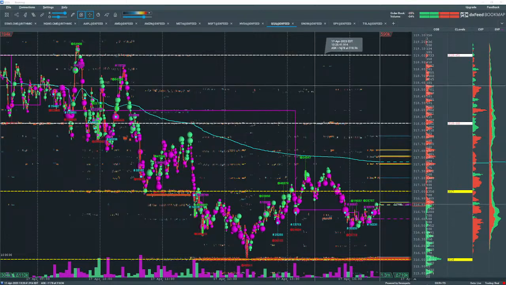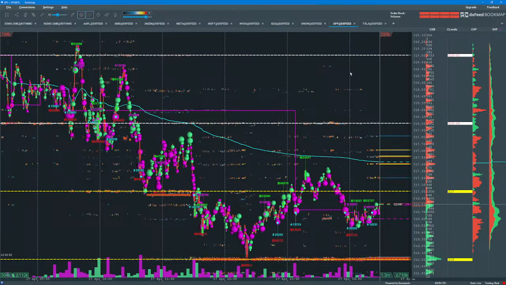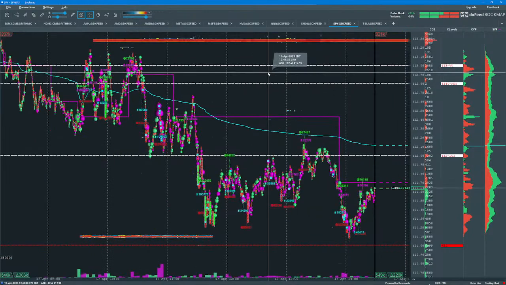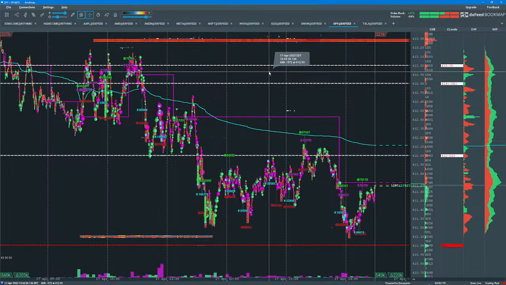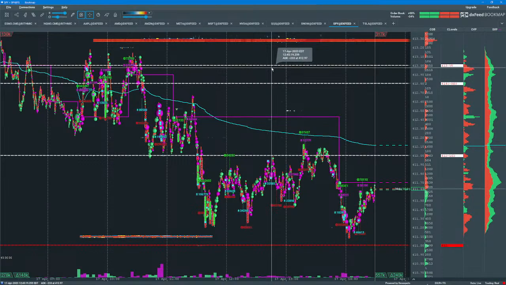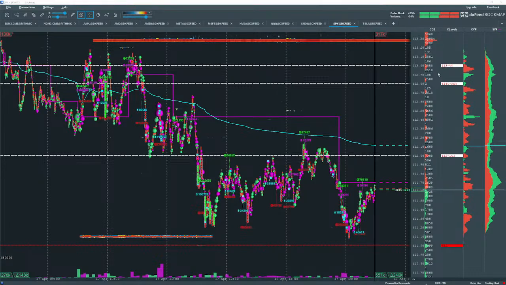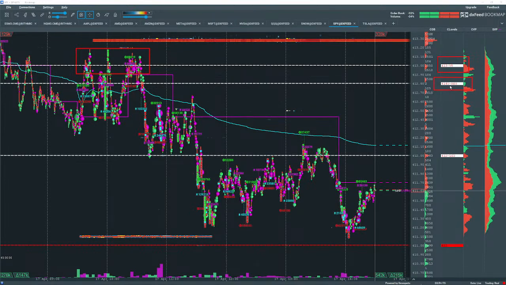Let's take a look at SPY. And I have the same levels on my SPY chart as I do on the ES chart. So there's the SPY 413 volatility trigger, a resistance level. There's the SPX 4150, noted as a resistance level in the SpotGamma AM Founders Note.